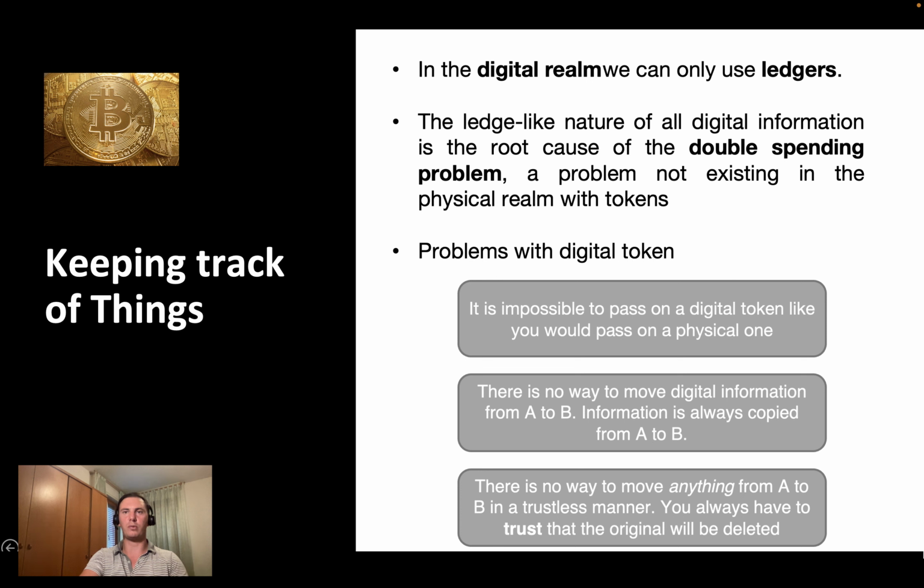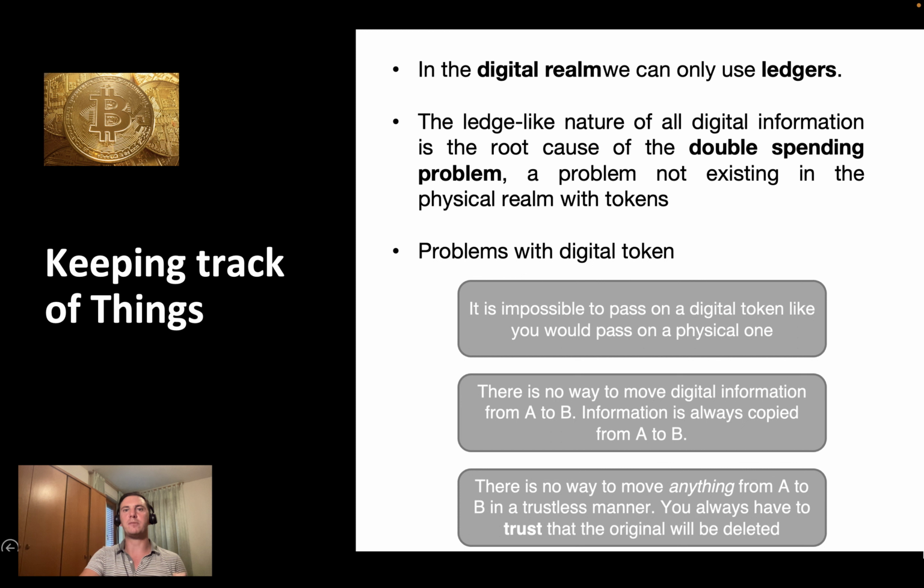It is impossible to pass on a digital token like you would pass on a physical one, since you can never be sure if the original owner destroyed the information on his hand. Digital token, like all information, can only be spread like an idea. In fact, there is simply no way to move digital information from A to B. Information is always copied from A to B. And if the copying process was successful, the original copy of A is deleted.